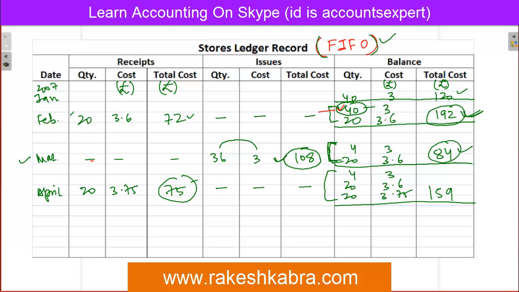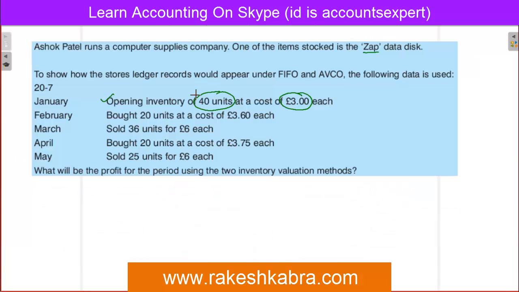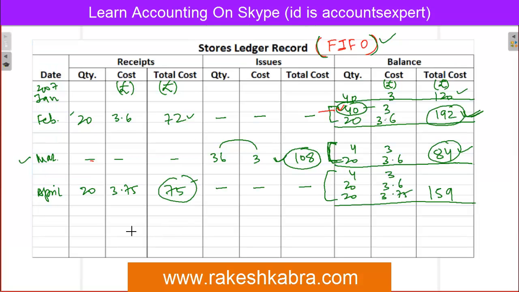Yes. Now next, see, after April what happened? In the month of May we sold 25 units. After April, the next month will be May, and in May there is no purchase, there is no receipt. And how many units we sold? 25 units, isn't it? So 25 units we sold, so I will write 25. I can't write it directly, so out of 25, first we sold this 4, isn't it?